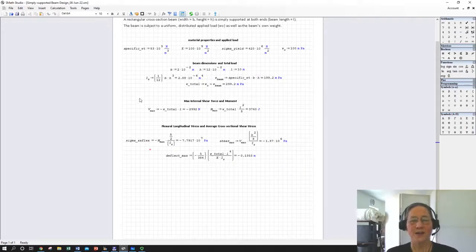So the trick here would be to basically understand what the objective of the design is. Do we have a set cross section that's available to us? If this is a mill product, we may only have a few defined cross sections available. Do we want to change the material? If so, we're going to change specific weight, modulus, yield strength.